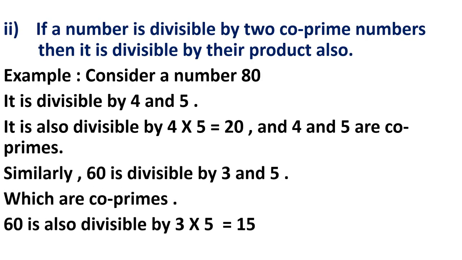See one more example. Now let us take a number 60. It is divisible by 3 and 5, and 3 and 5 are co-prime numbers. So if 60 is divisible by both 3 and 5, then 60 is divisible by their product also, that is 3 multiplied by 5, 15 also. Now see our third rule.